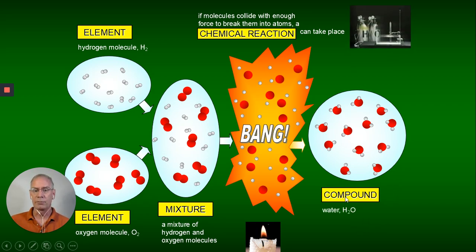Now, that is a compound. We said a chemical reaction, when that happens, what you produce has different properties than what you started with. Hydrogen is an explosive element. Oxygen supports combustion. Water puts out combustion, doesn't burn at all.